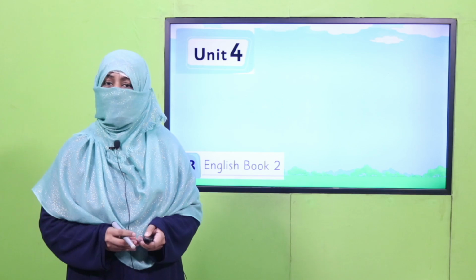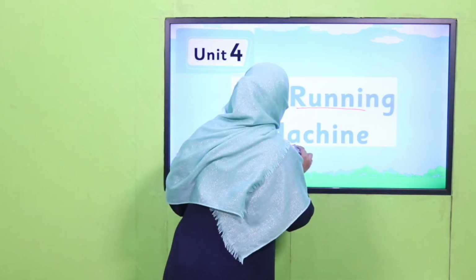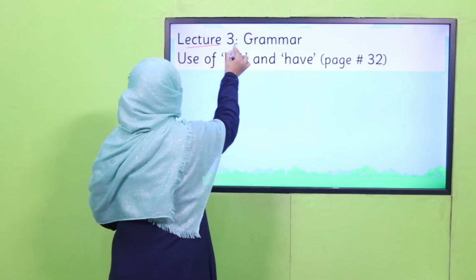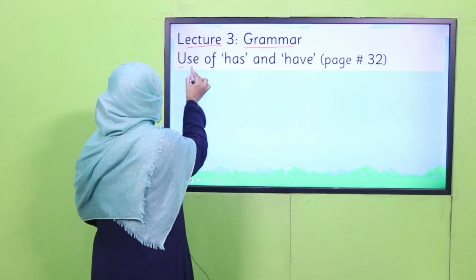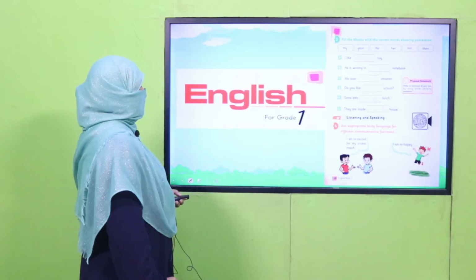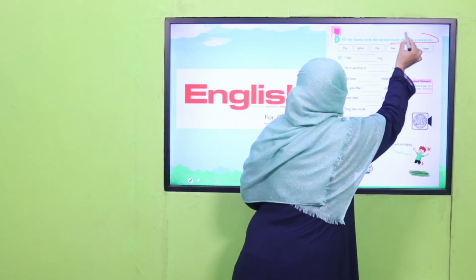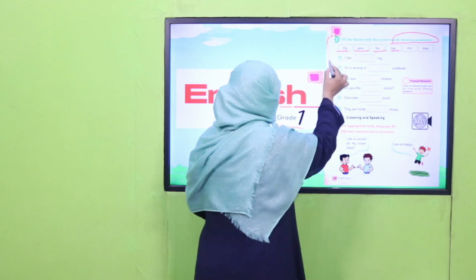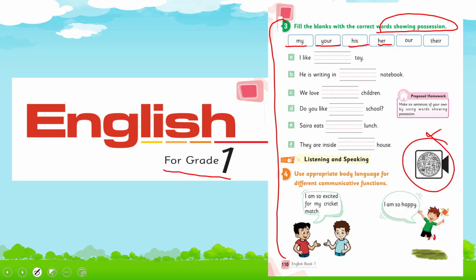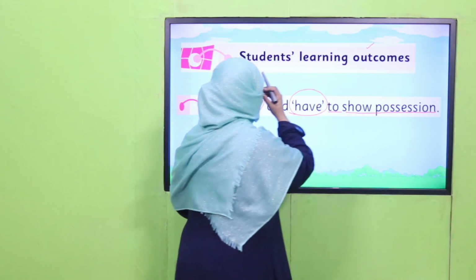We are learning Unit 4. Its title is The Running Machine. Today is Lecture 3. Under the title of Grammar, we'll learn to use has and have, and we'll cover page number 32 of your book. Previously in Grade 1, I have taught you about words showing possession: my, your, his, her. I hope you remember. If not, you may watch this video again. So we'll learn further and we'll cover the SLO to use has and have to show possession. This is our today's SLO.